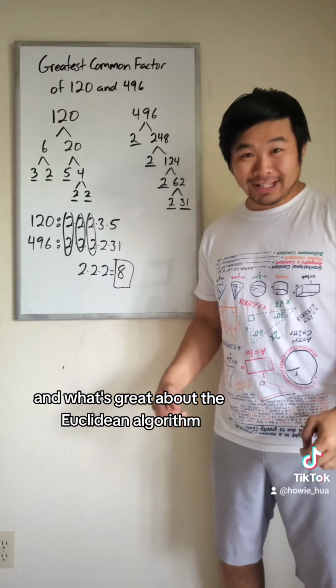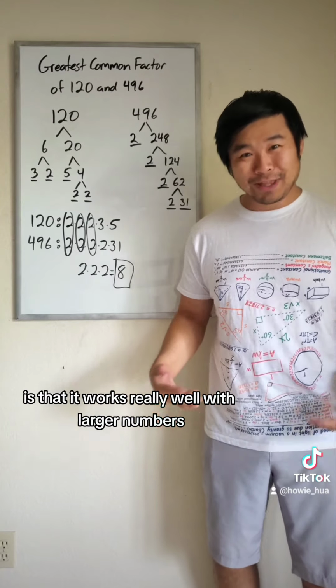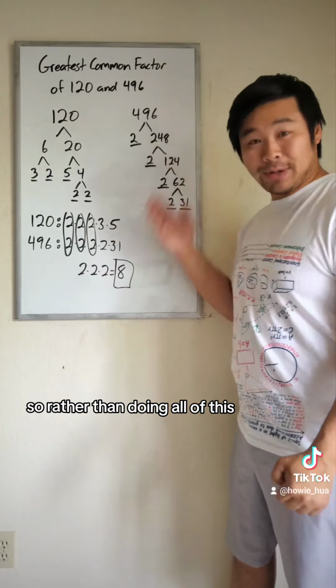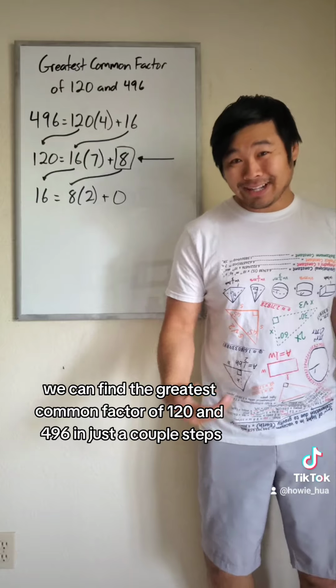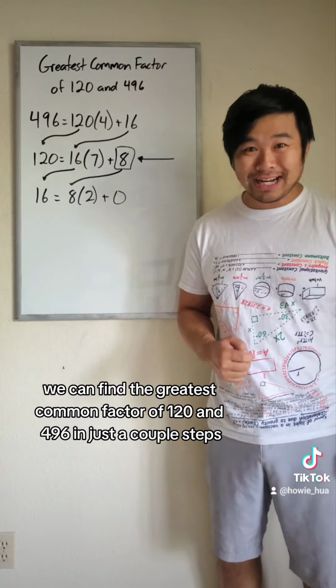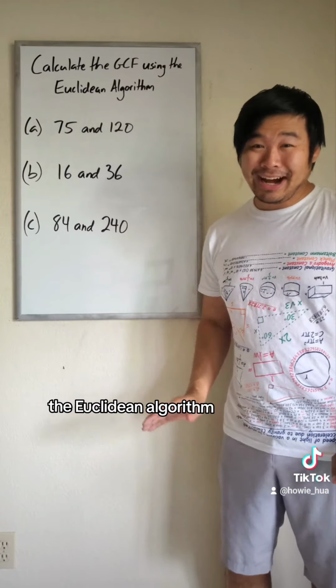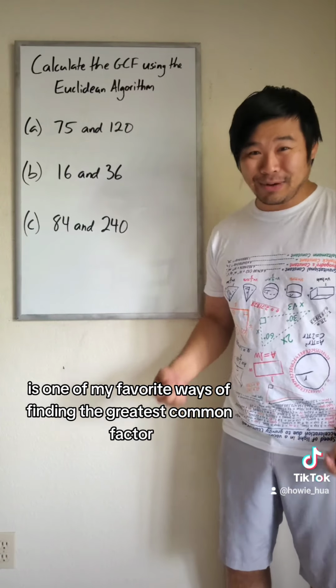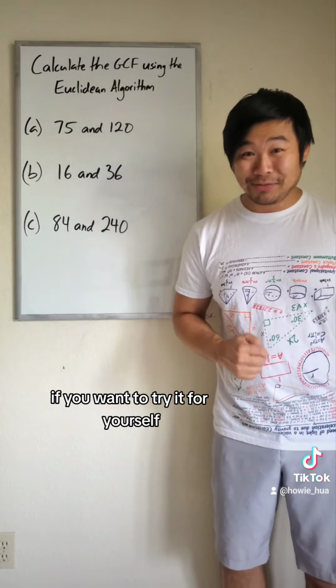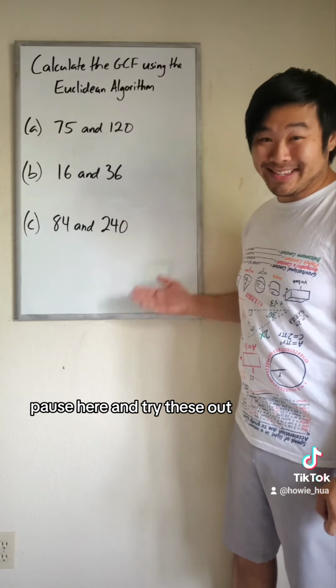And what's great about the Euclidean algorithm is that it works really well with larger numbers. So rather than doing all of this, we can find the greatest common factor of 120 and 496 in just a couple steps. So there you have it. The Euclidean algorithm is one of my favorite ways of finding the greatest common factor. If you want to try it for yourself, pause here and try these out.